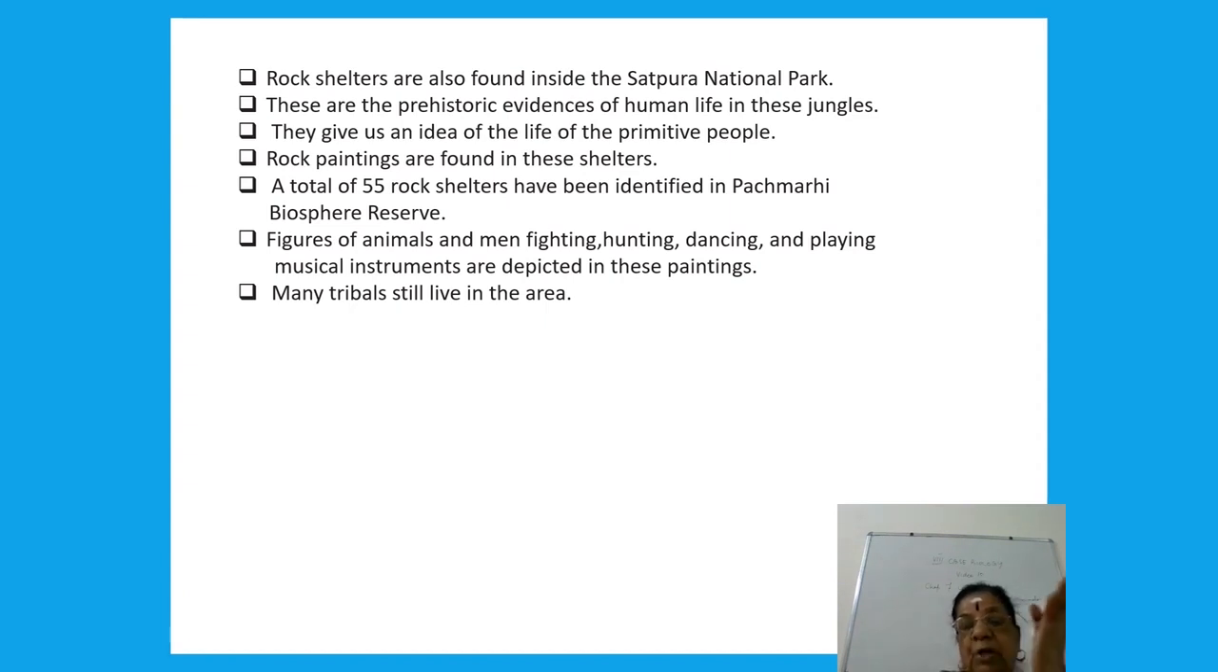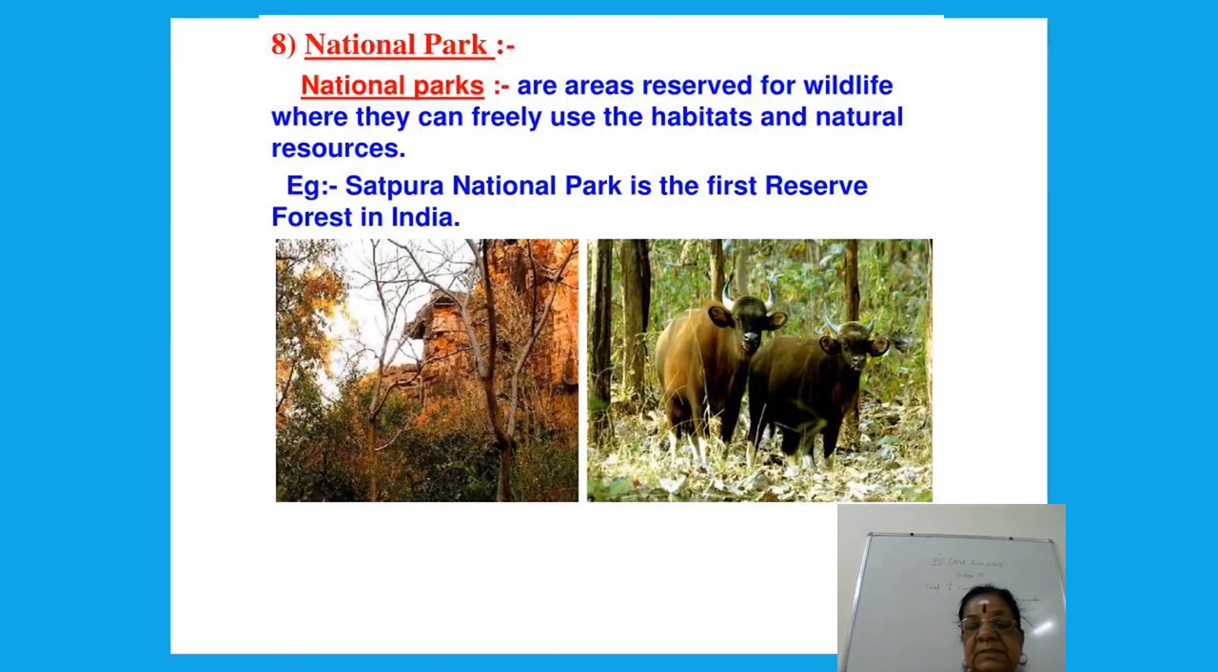நம்ம முன்னாடி those were wandering before life came into existence, nomadic life னு சொல்லுவாங்க. Wandering people, they are called wanderers. They are primitive people. Rock paintings are found in these shelters. A total of 55 rock shelters have been identified in Pachmarhi Biosphere Reserve. Figures of animals and men fighting, hunting, dancing and playing musical instruments are depicted in these paintings. Okay, and many tribals still live in that area. I hope we could understand. The rock shelter, important brief answer question.